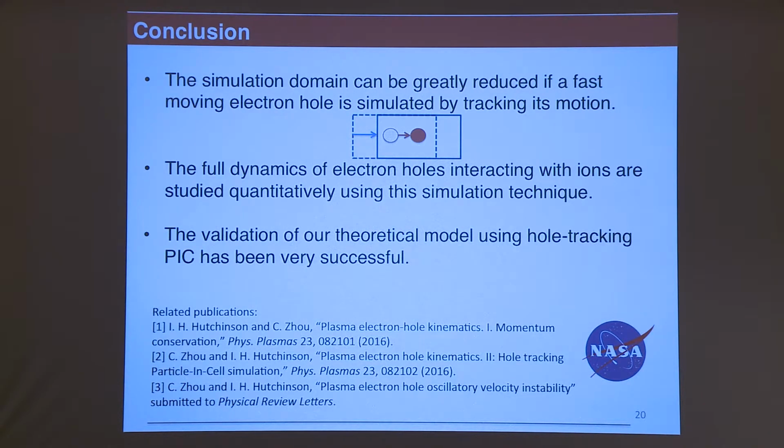And here comes the conclusion. Using this technique of hole tracking, the simulation domain can be greatly reduced. We studied the full dynamics of electron holes interacting with ions, and the agreement between our theory and the simulation is very good. This work is supported by NASA, and here are some of the related publications if you're interested.